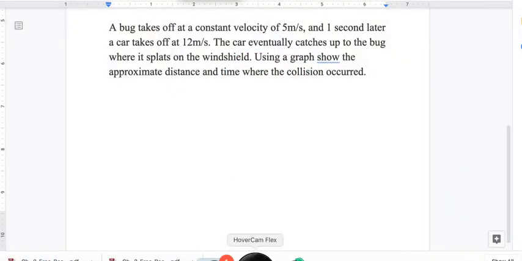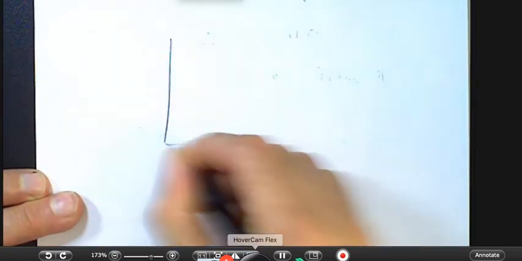Well, there you go. This is just simply making a position time graph and then looking at where those lines intersect. So let me show you a couple of tricks on how to do this, and you should be able to have no trouble at all, I'm sure. All right, so let's go ahead and make our position time graph. I'm just going to draw it on here.